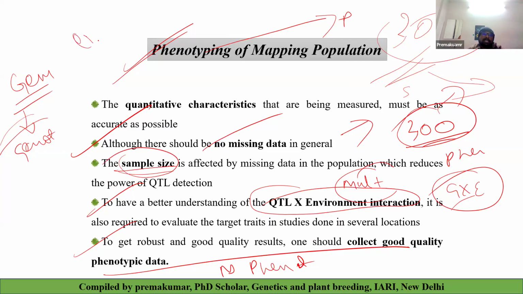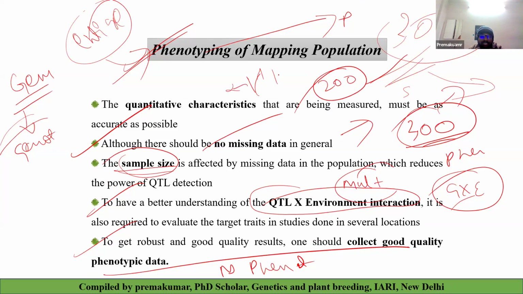You have to do genotyping and phenotyping of the entire population. But sample size means, for example, you're having 3000 accessions, and you have to select only a few accessions. For example, in rice, one plant will produce nearly 1000 seeds. You can't use all 1000 individuals for mapping purposes. You just select 200 or 300 individuals, then phenotype all 300 and genotype all 300.